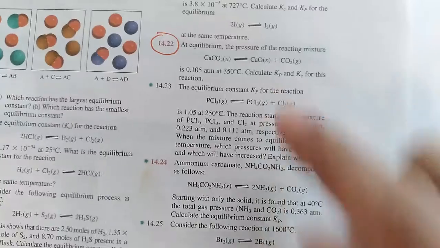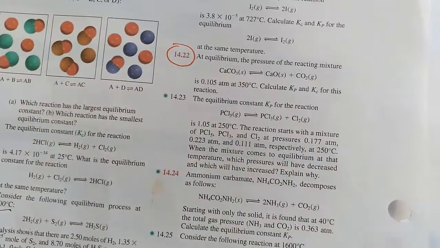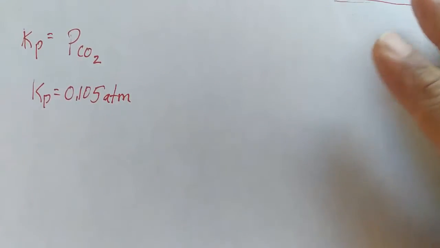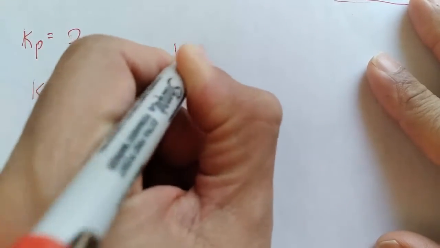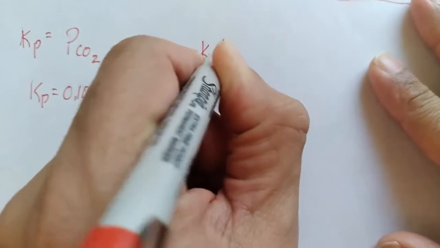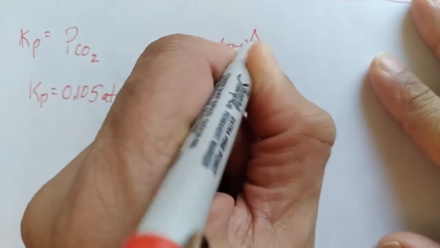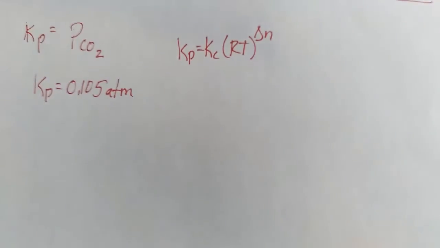Now, calculating Kc is going to be a little bit of a different dilemma for us. Remember our equation here: Kp is equal to Kc times RT, all of that raised to the power of delta N. So let's figure out what delta N is for this reaction.